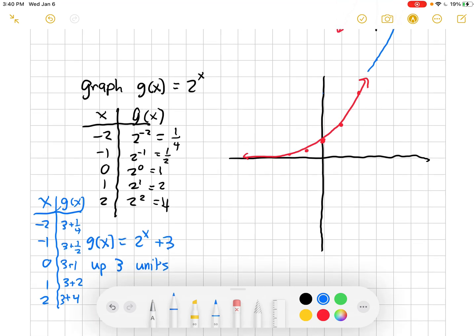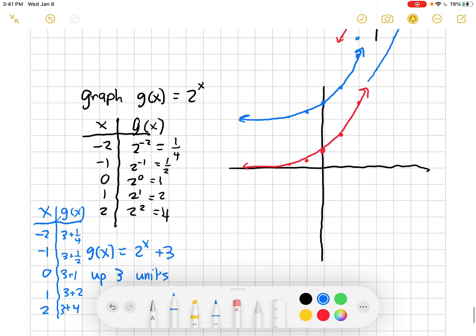So that'll be 3 1/4, 3 1/2, 4, 5, and 7. We can connect the dots, and we see that it did indeed move up 3 units. I think I got that one last point a little low, so I'm going to just go fix that right now. Erase out my other stuff. I want it to be a little bit more accurate.